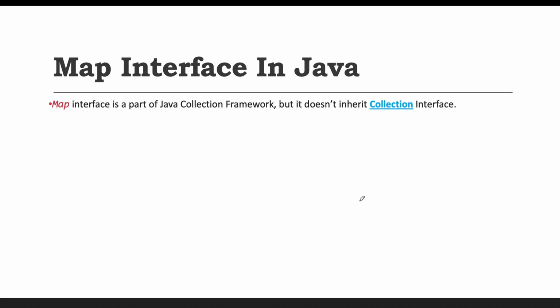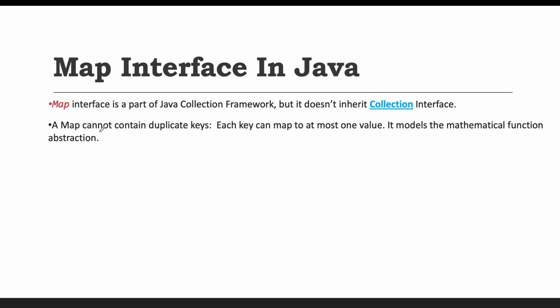So first, let's understand what a Map interface actually is. The Map interface is a part of the Java collection framework, but it does not inherit the Collection interface. It's a separate interface available inside the collection framework. As we have discussed, a Map contains key and value pairs. A Map cannot contain duplicate keys. This is the important point. It stores the value in a key and value pair, where the key will be unique and the value could be anything, but each key will be mapped to only one value.